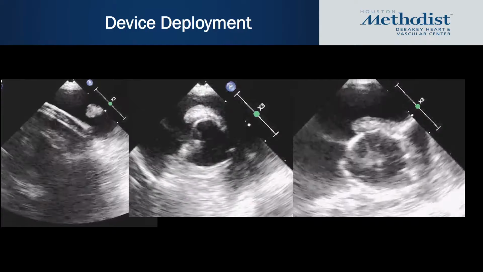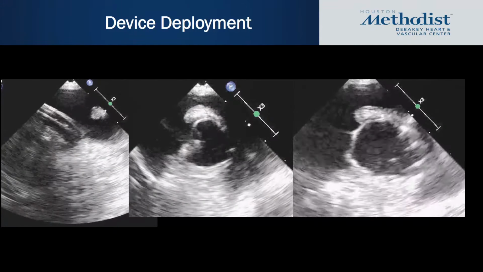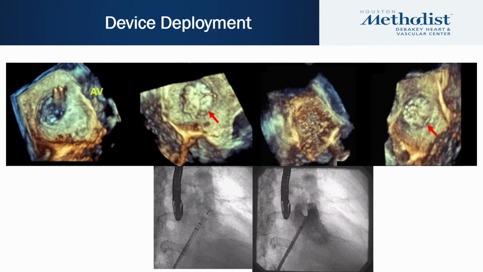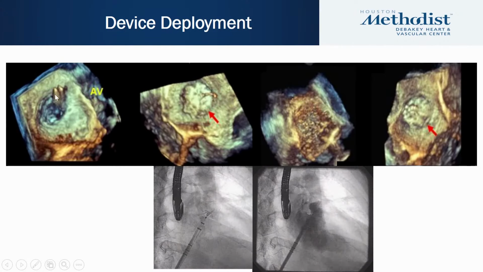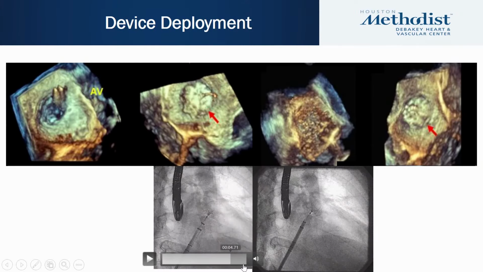After the transseptal puncture, the guides and catheters are advanced into the left atrial appendage, and the device is deployed in the landing zone. This is demonstrating 3D imaging showing the appendage with the catheters inside the appendage, and then deployment of the Watchman device. And you can also see the corresponding fluoroscopic images demonstrating the deployment process.